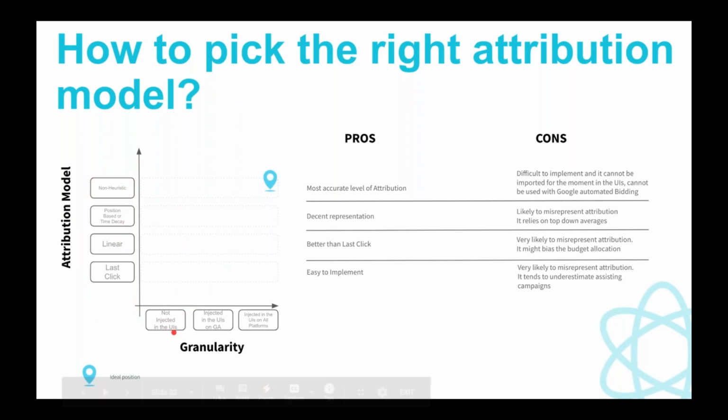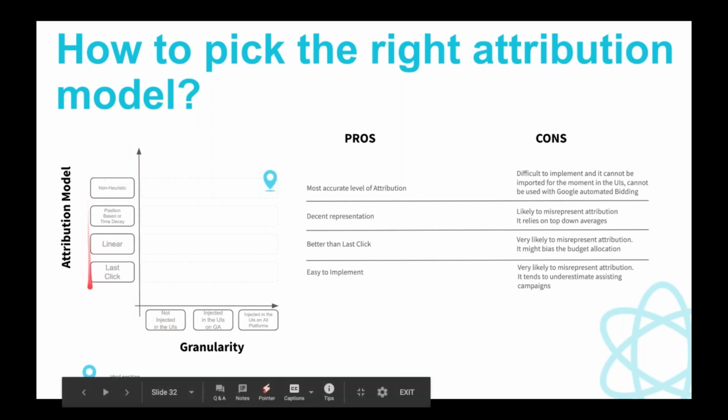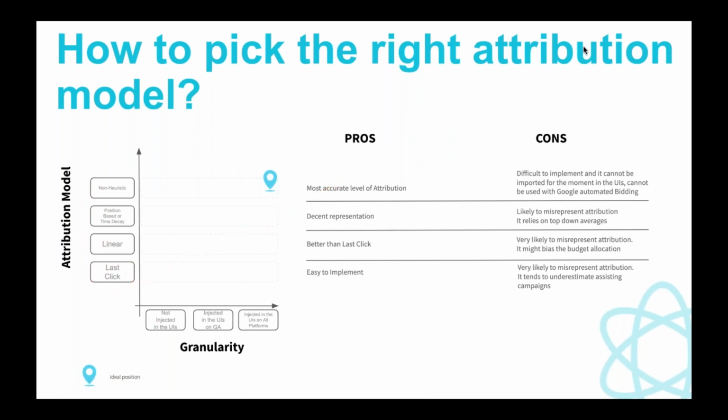We can see something similar to the graph that we saw before. We can have on Y the attribution model. So the most simple one is probably the last click. Again, very easy to implement, but very likely will be misrepresenting the attribution because it will underestimate assisting campaigns. Linear, it's a little bit better than the last click, but again, it's a very simplistic way of looking at things, and it will also bias the budget allocation.